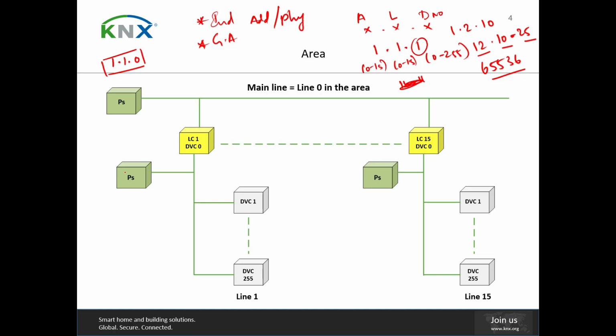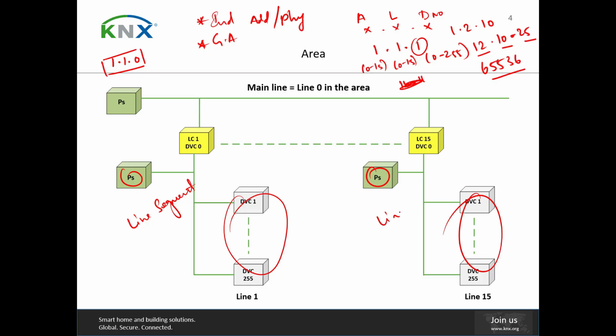So here you can see there is a power supply and a bunch of devices. This is called a line segment, right? And we have another line with a power supply and a bunch of devices, and this is another line segment. But now the requirement is that we need to connect these two lines together.